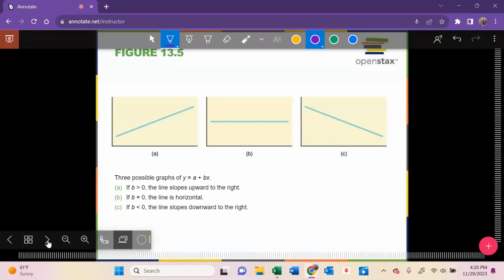So this goes over the slopes. If B is greater than 0, you're going to have a positive slope, so a positive correlation. If B is equal to 0, you're going to have a horizontal slope, so no correlation. And if B is less than 0, you're going to have a negative slope, so a negative correlation.